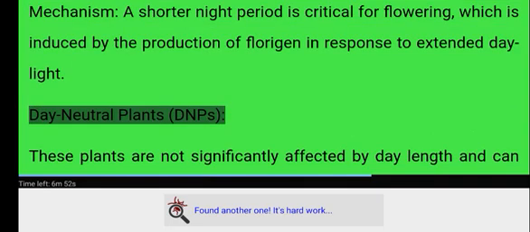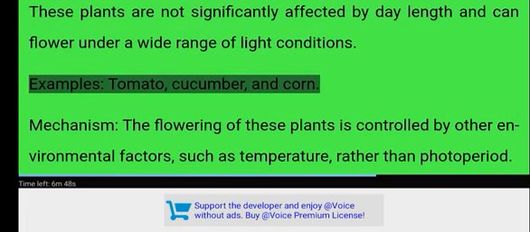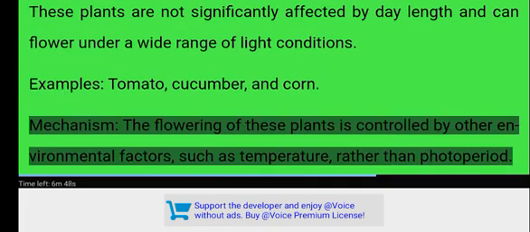Day neutral plants (DNPs) are not significantly affected by day length and can flower under a wide range of light conditions. Examples: tomato, cucumber, and corn. Mechanism: the flowering of these plants is controlled by other environmental factors, such as temperature, rather than photoperiod.